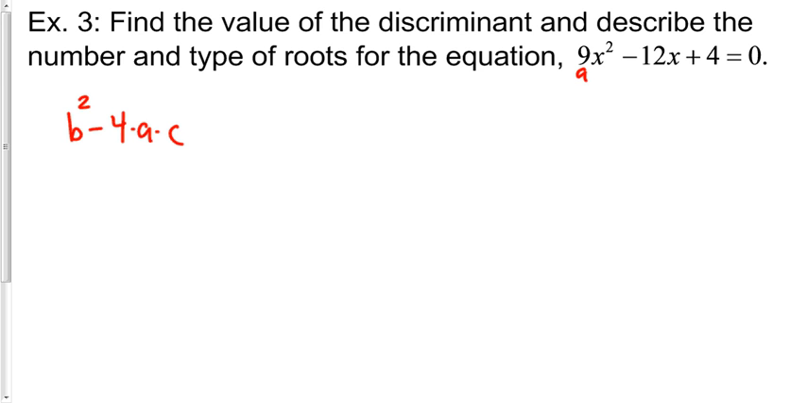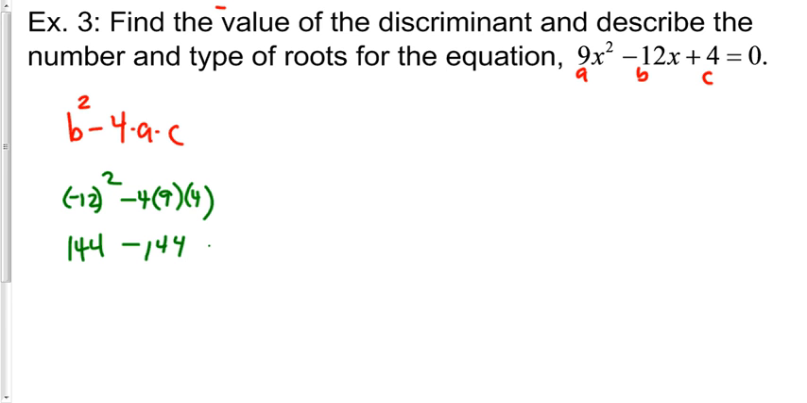So here's A, B, and C. Let's plug them into the equation. So B is negative 12, so that's negative 12 squared, minus 4 times A, which is 9, and C is 4. Well, negative 12 squared, that's positive 144. And 4 times 9 times 4 is also 144. So our discriminant is 0.